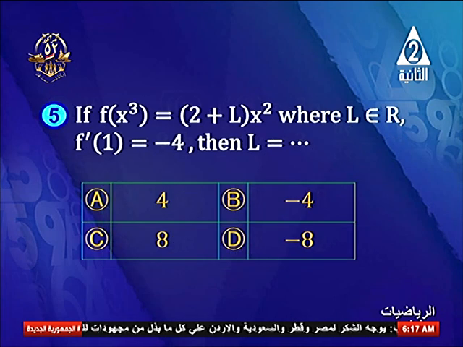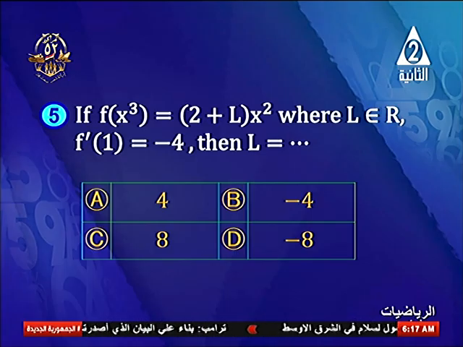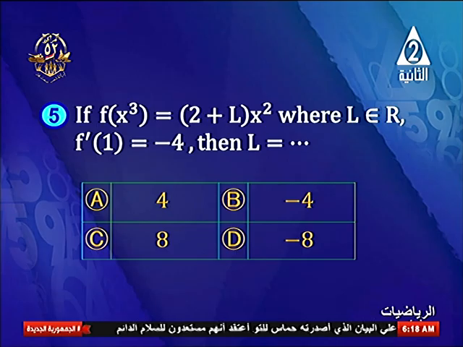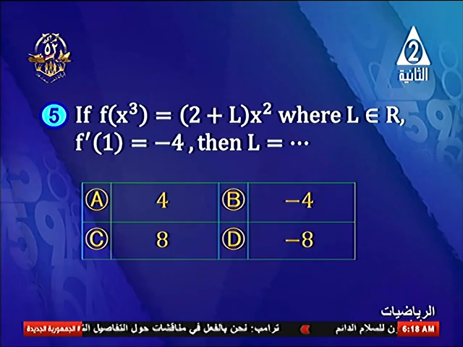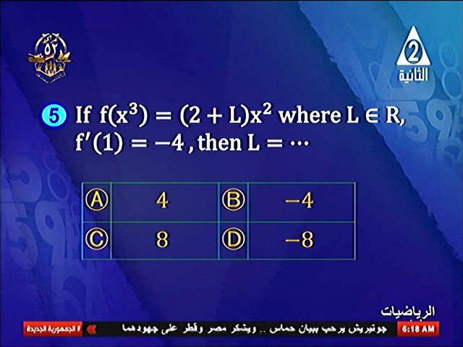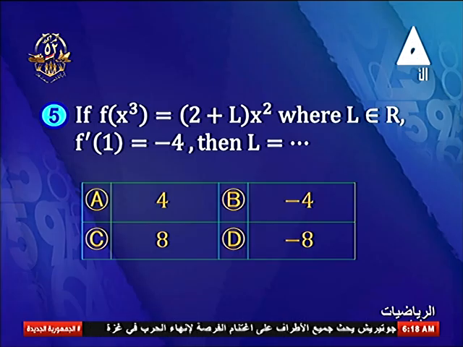Now we move to another example. F of x power 3 equals the bracket 2 plus L multiplied by x squared, where L belongs to R. What is R? Real numbers: positive, negative, rational or irrational, because rational and irrational numbers are subsets of R. L belongs to R, and f dash of 1 equals negative 4. What is the value of L? Is it 4, negative 4, 8, or negative 8?